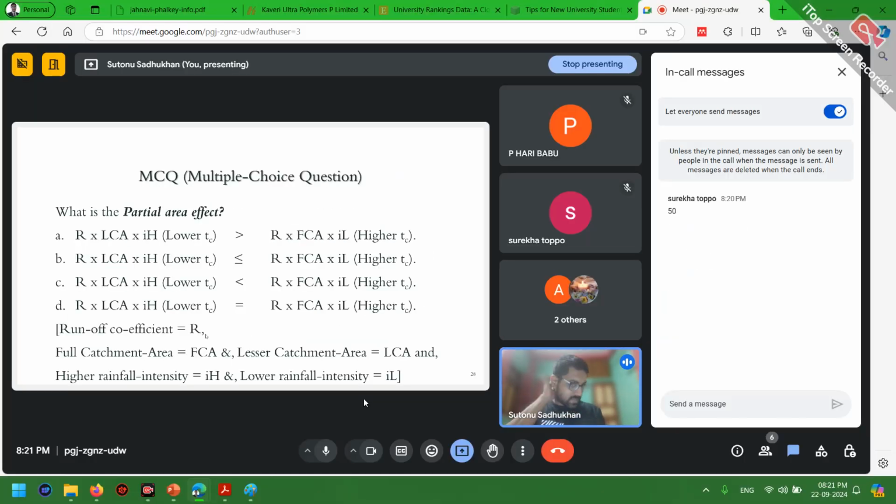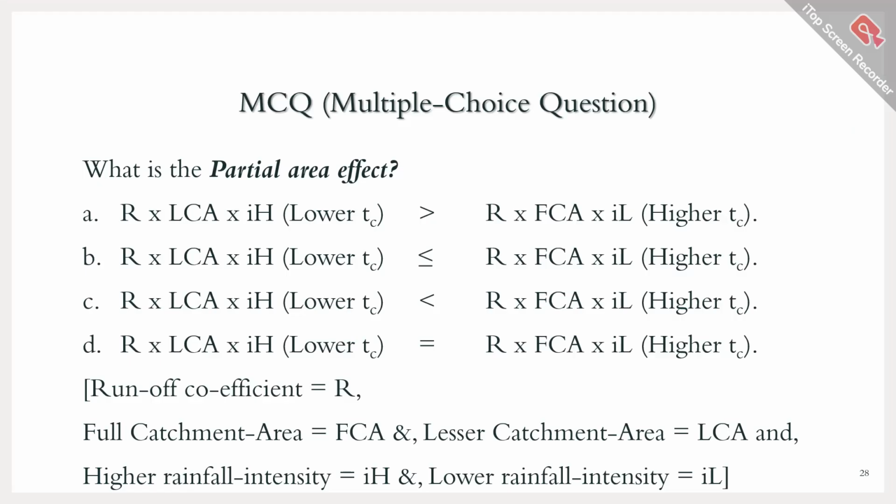Previous question Surekha was right. So the relations are like this: R into LCA into IH is greater than R into FCA into IL. R into LCA into IH is less than or equal to R into FCA into IL. R into LCA into IH is less than R into FCA into IL, and R into LCA into IH is equal to R into FCA into IL.